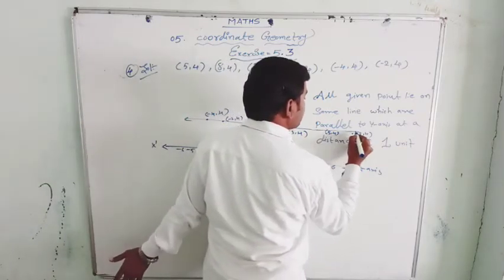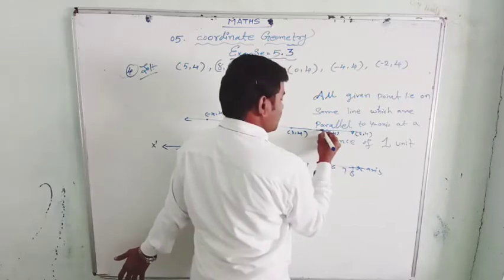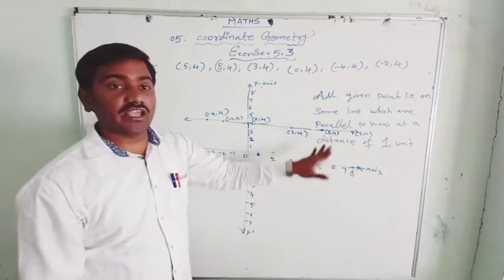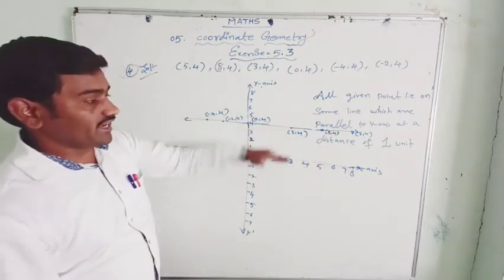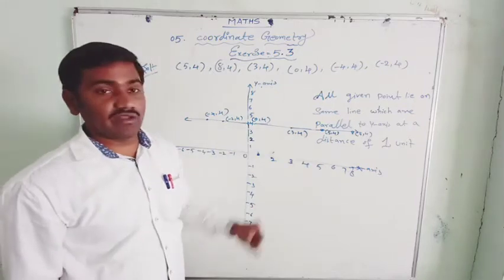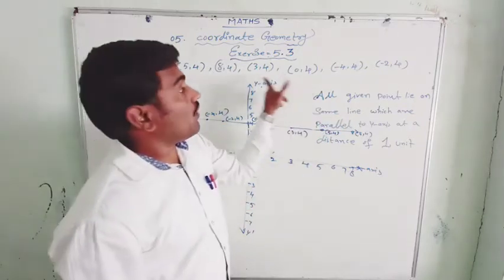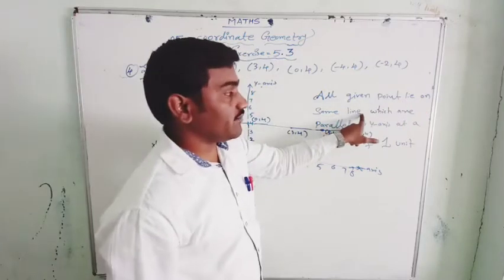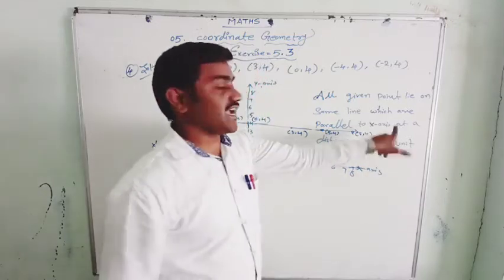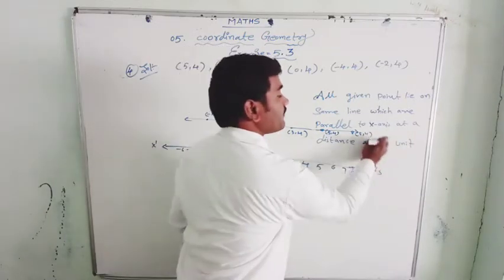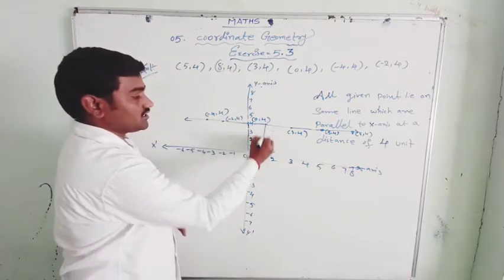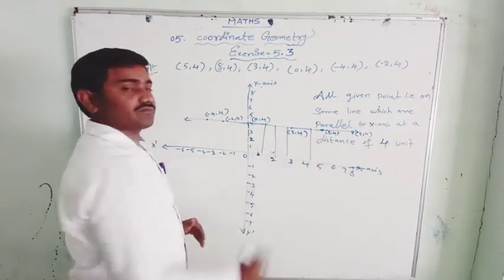What you can feel, because all these points lie on same line. Yes, all these points lie on the same line which is parallel to x-axis. This is x-axis and these given points lie on the same line. So this will be the answer now. All the given points lie on the same line which is parallel to x-axis at a distance of, how much the distance? 4 unit distance. See, 1, 2, 3, 4. The distance will be here 4 units.